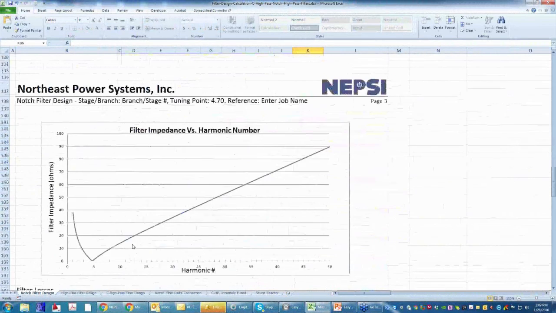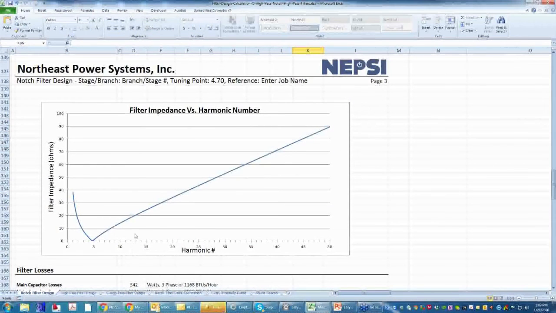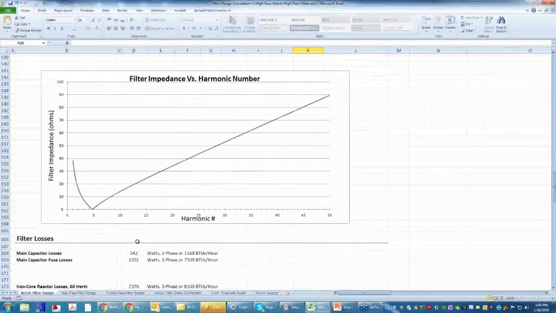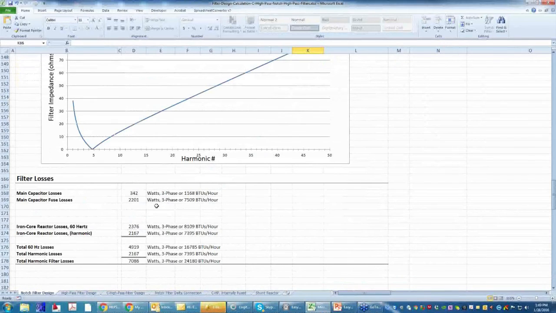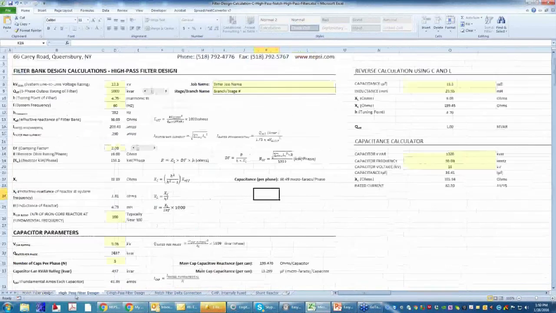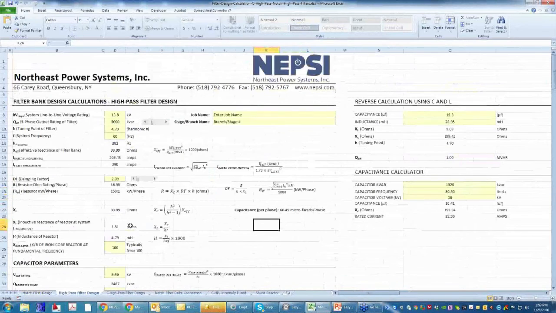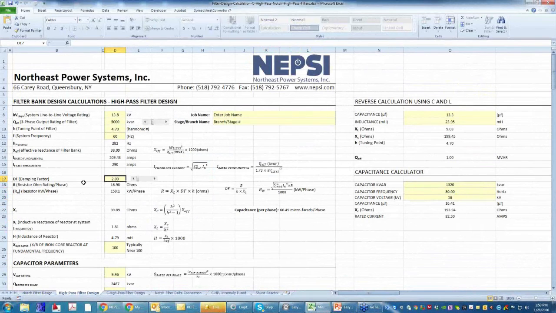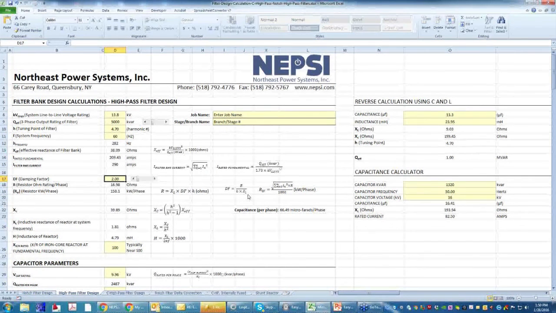The spreadsheet also puts out an impedance scan, and you could get the same thing in EasyPower. So this is just another tool, and then we calculate some losses that we could expect out of the design. These are all estimates. So high pass filter, the spreadsheet is exactly the same. The only difference is that we can specify a damping factor, and the damping factor is equal to resistance divided by the tuning frequency times XL.